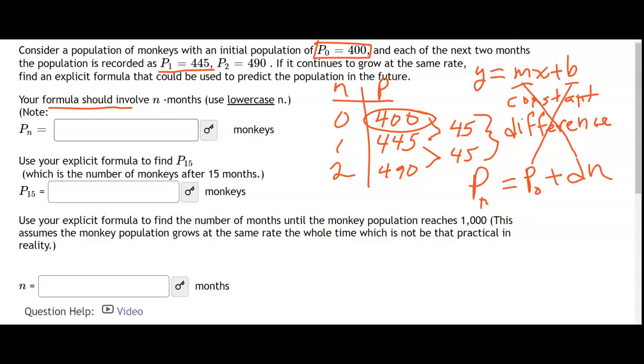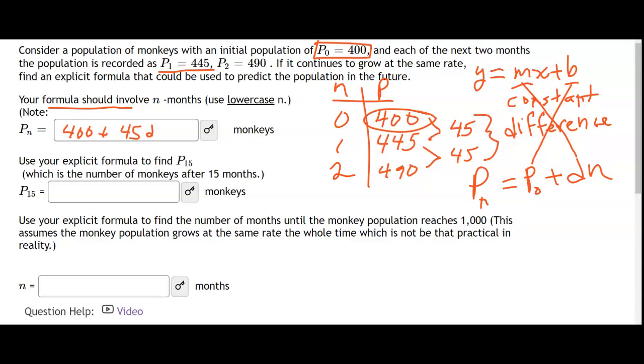And so P sub 0 is 400. That's how it starts, with 400. And then you add 45 times, that would be monkeys per month, 45 new monkeys per month times the number of months. And so there's our formula.